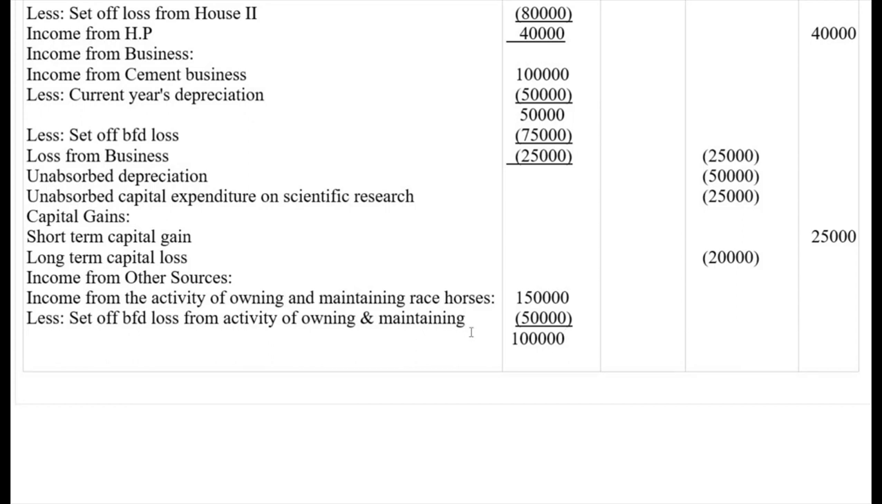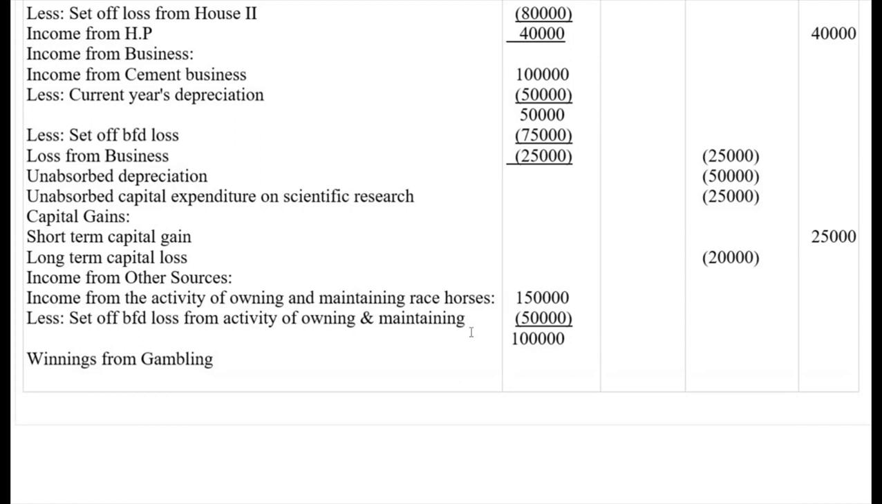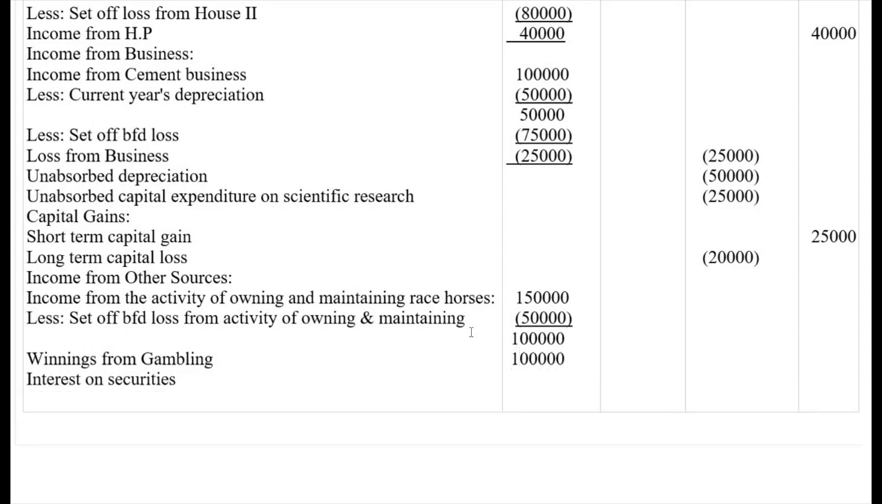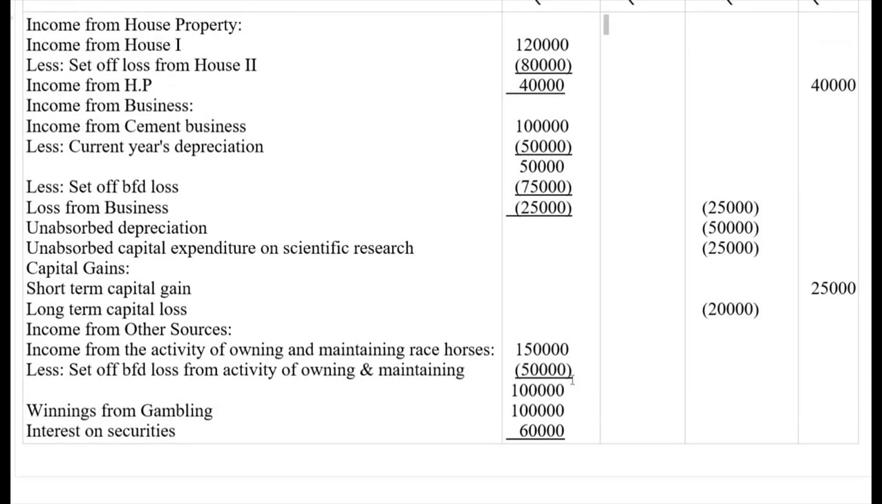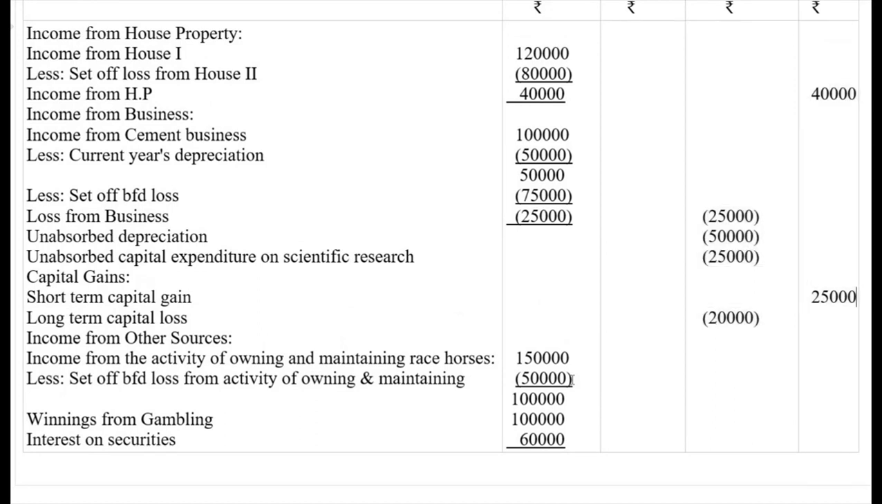So now we should take winnings from gambling. So gross is given. Similarly, we got interest on securities. So now we shall take the amounts here. Winnings from gambling is given as rupees 1 lakh. Then interest on securities is given as rupees 60,000. So now let us take the sum of this to the GTA column, which comes to rupees 2,60,000.